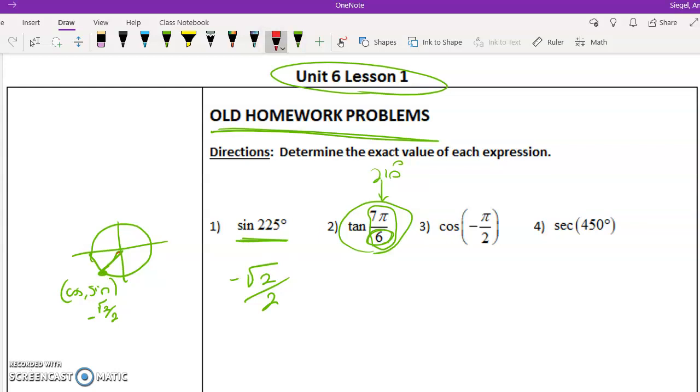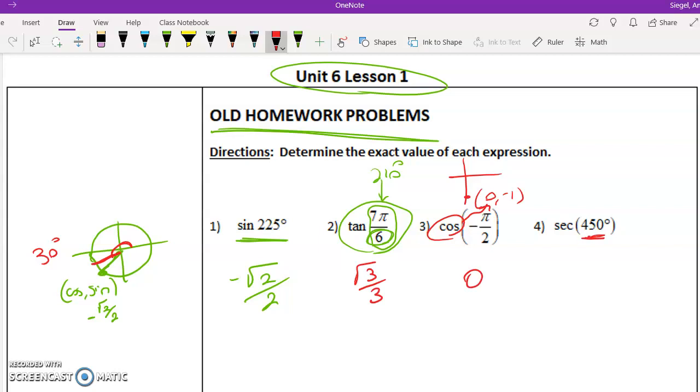So I'll use the same unit circle over here. So we're talking about right there. So we have a 30-degree reference angle. And so again, with my hand trick, the tangent would be square root of 3 over 3. And tangent in quadrant 3 is positive. Okay, so cosine of negative pi over 2. So again, I know that negative pi over 2 is negative 90. So my coordinate point would be 0, negative 1. So that cosine is going to be 0.